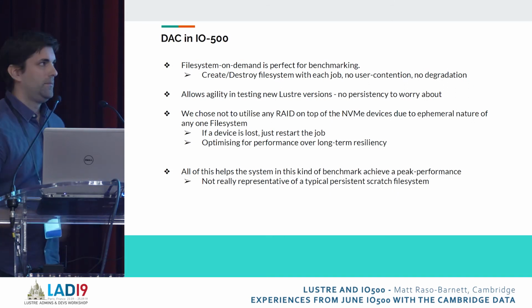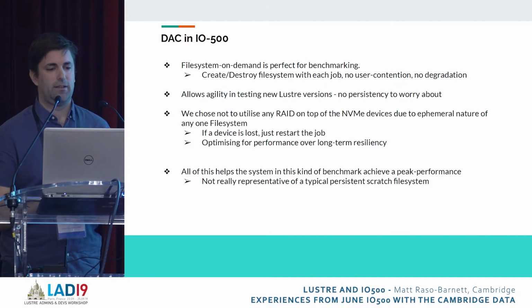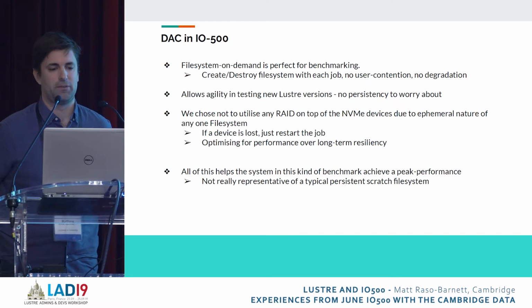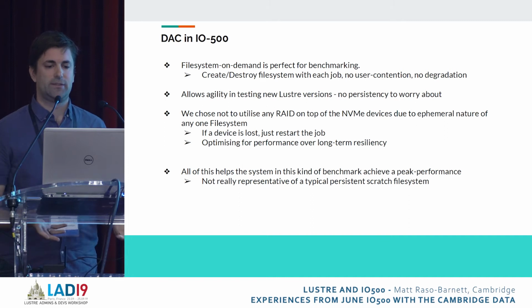So, coming back to the IO500, this kind of file system on demand is really a perfect tool for benchmarking. I think we realized that we were in quite a lucky position to be able to use this, because we can create and destroy file systems with each job, and that gives us a lot of agility for testing and trying new things.